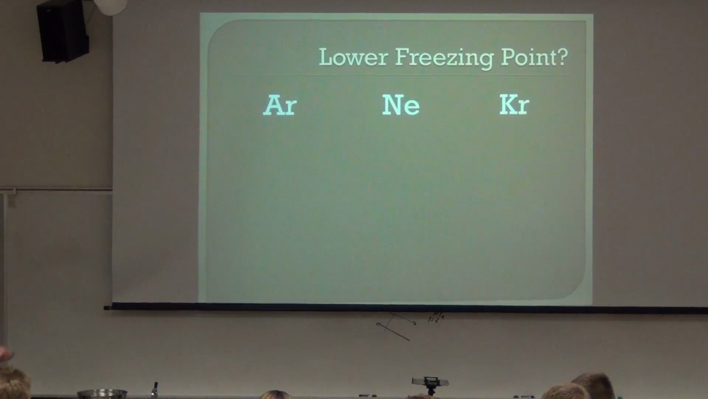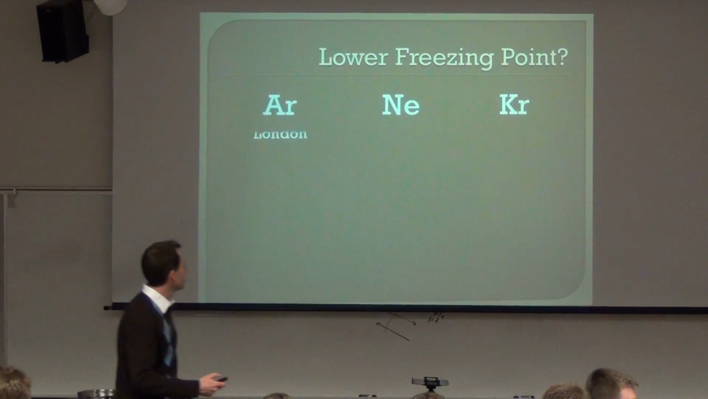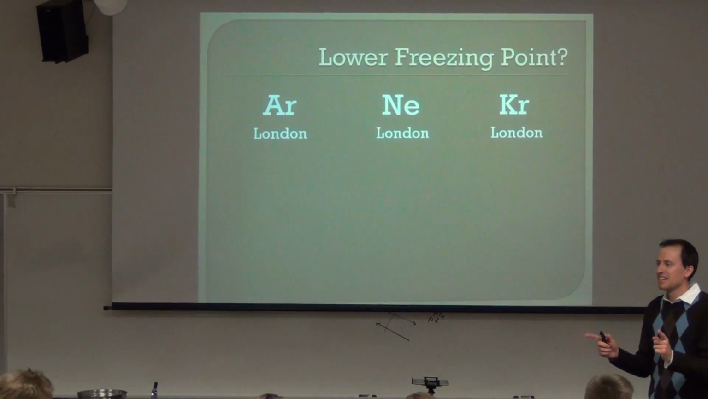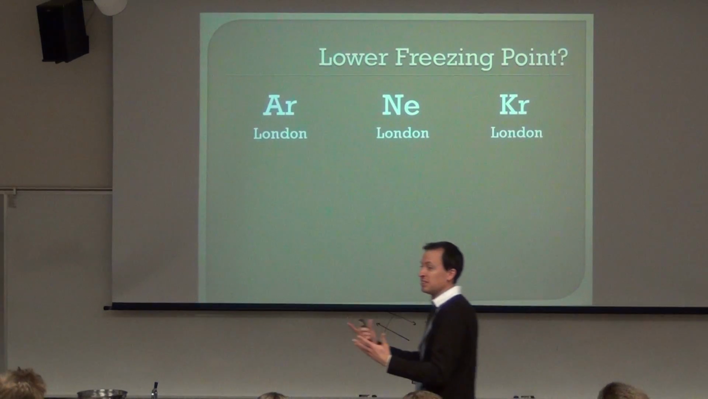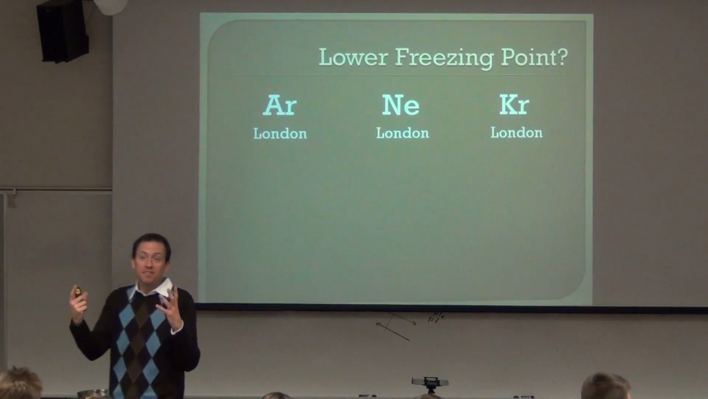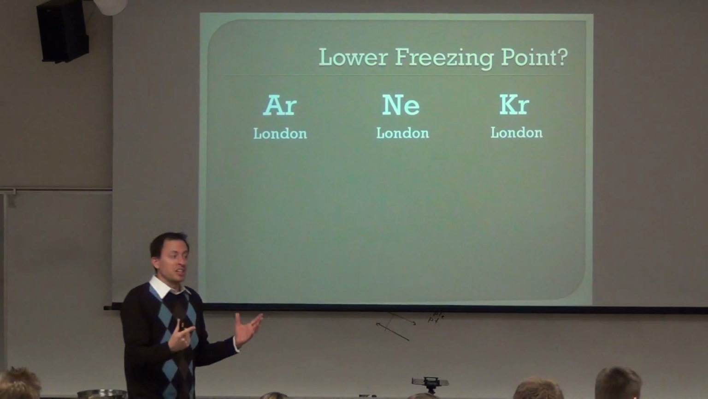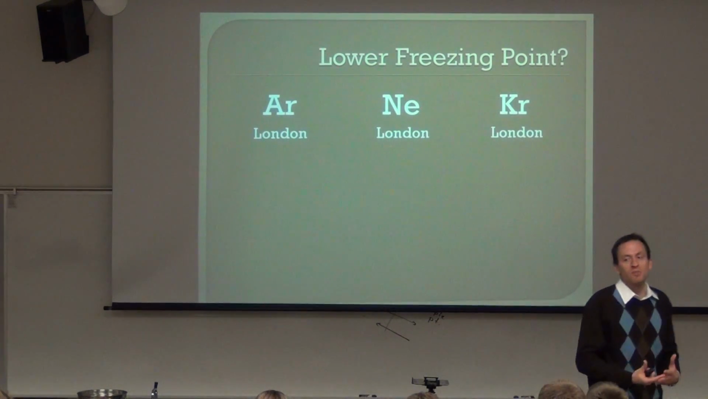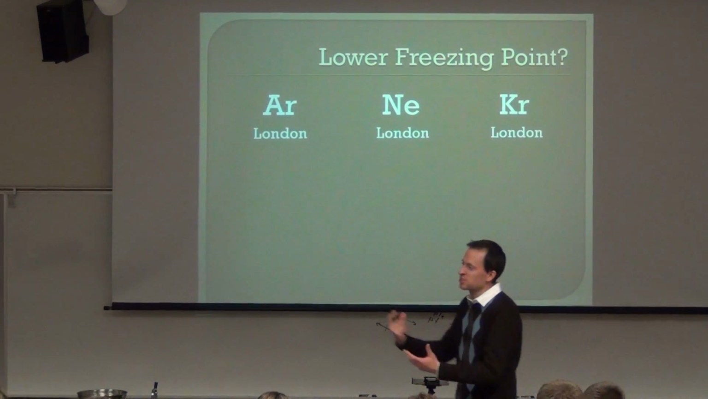What are they all? They're all London. Yes, they're all London forces, right? So when they're all London, then what does it come down to in general? Size of the atom, right? It's really weird because when we've been talking about forces before and strength, it's always the smallest because it's closer to the nucleus and it's holding on electrons.